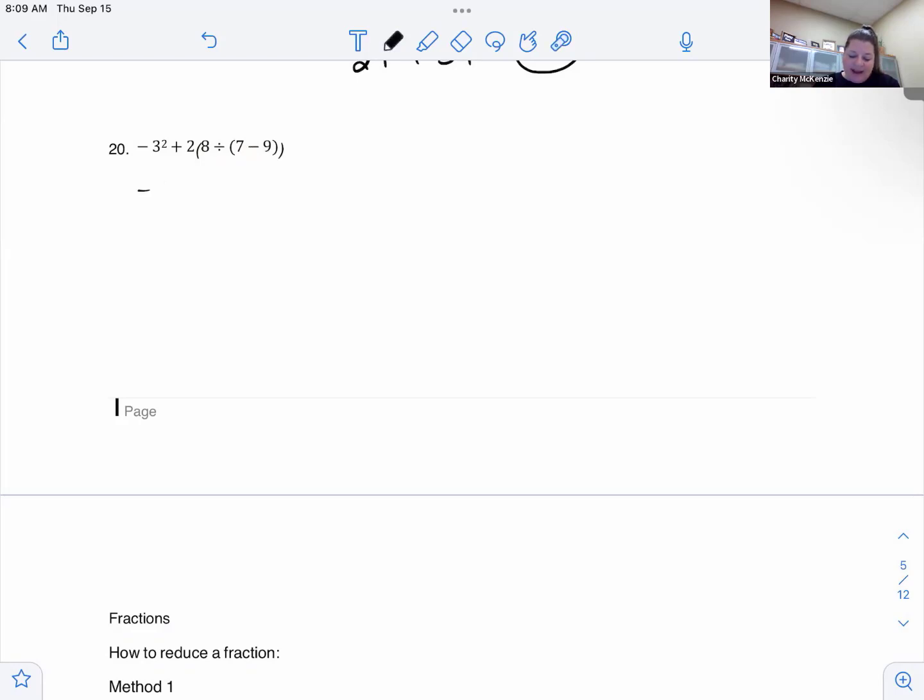So I'm going to leave the negative 3 squared plus 2 parenthesis 8 divided by, and I'll take care of 7 minus 9. What is it? Negative 2. Okay, so I took care of the first parenthesis. I could have left it in a parenthesis, like a negative 2 in a parenthesis. It wouldn't have mattered. It would just have been a number.